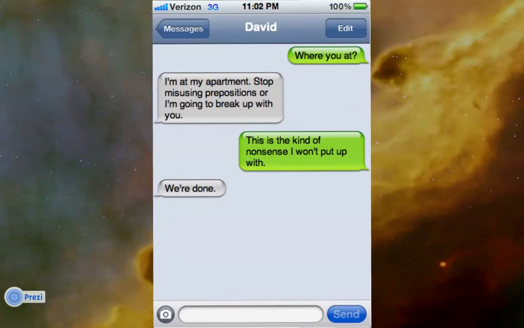Here we're looking at an everyday conversation you could have while texting. We'll take David. David says, "Where are you at?" "I'm at my apartment. Stop misusing prepositions or I'm going to break up with you. This is the kind of nonsense I won't put up with. We're done." Although David doesn't seem to have bad grammar, his girlfriend felt the need to break up with him because he kept misusing the prepositions by putting them at the end of the sentence.